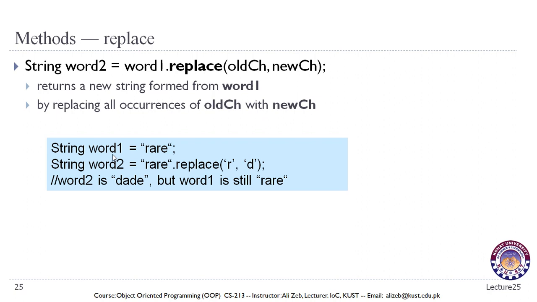So we have a string word 1 equal to rare, and string word 2 equal to word 1 dot replace, where r should be replaced with D. So word 2 is whatever the word is, DADE, but word 1 is still rare since strings are immutable.